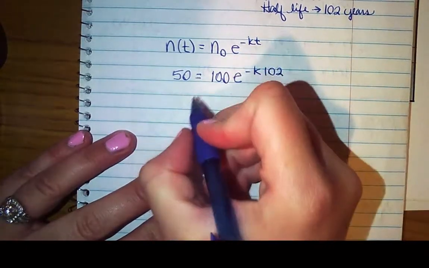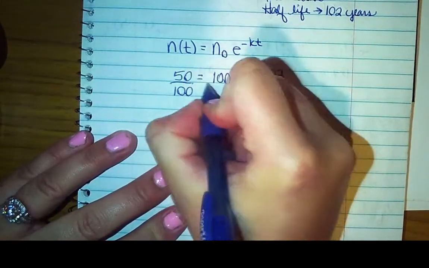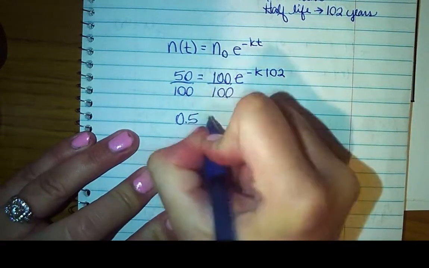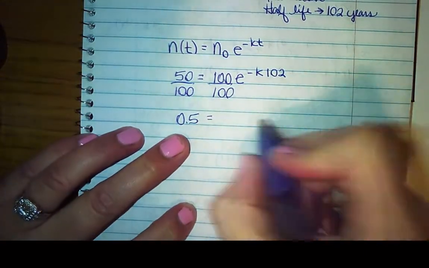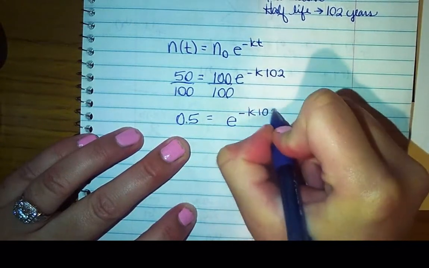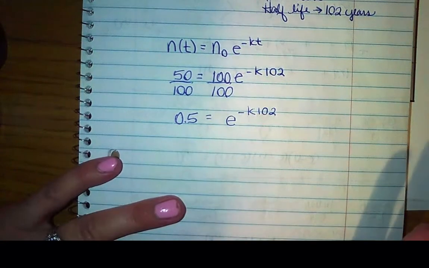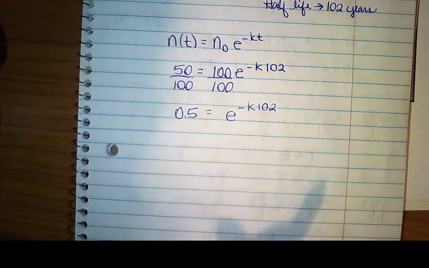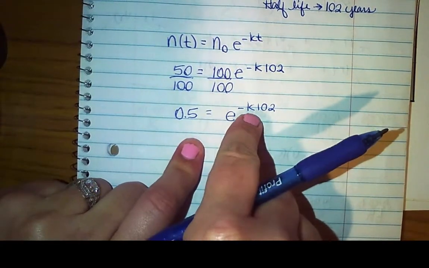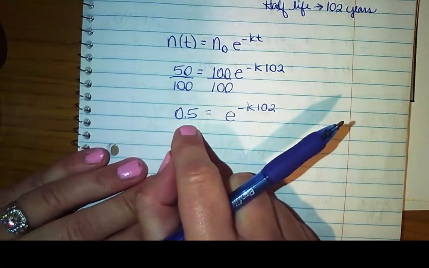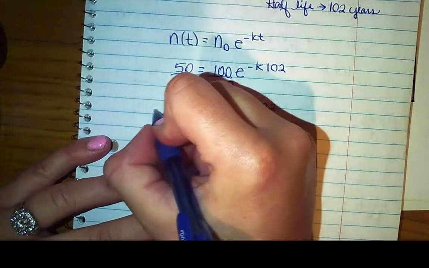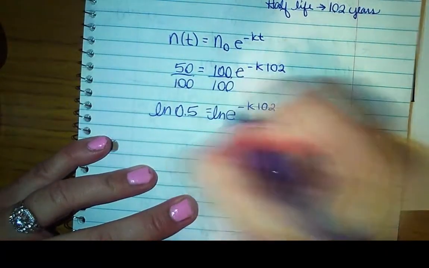I'm going to divide both sides by 100. 50 over 100 is 0.5, which should make sense because it's the half-life. And then I have E to the negative K times 102. Just like we were doing with the logarithm stuff in sections 7.2, 7.3, 7.4, I now need to get this K down. Do I want to work with a base of 0.5 or a base of E? Well, I know what a base of E is. It's the natural log. So I'm going to take the natural log of both sides.